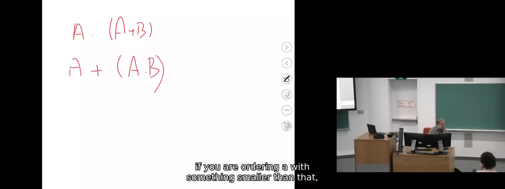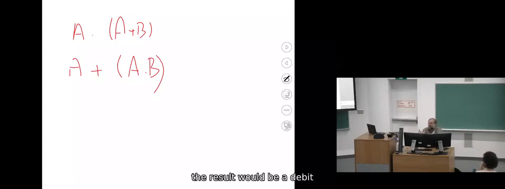We are saying that this will become A. If you AND A with something that I can say in my mind is bigger, then it will become A, because AND is almost getting the smallest one. And if you OR A with something smaller than that, the result would be A, because OR is doing the bigger one.